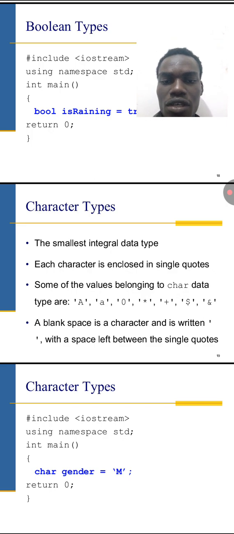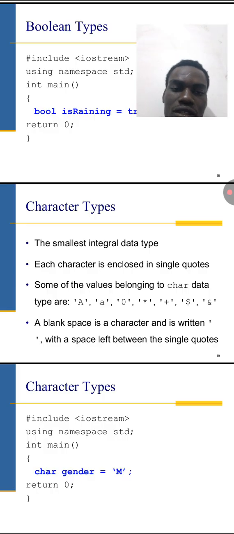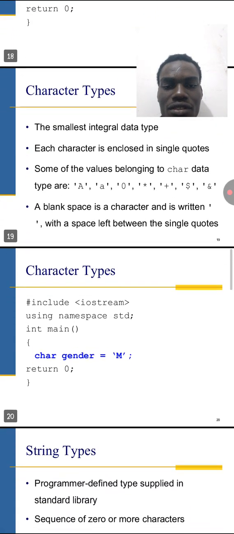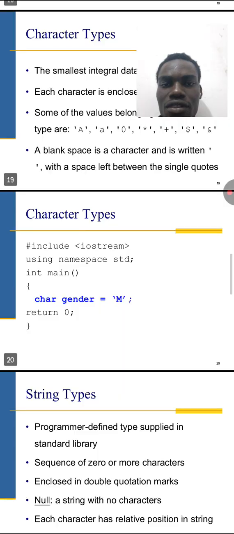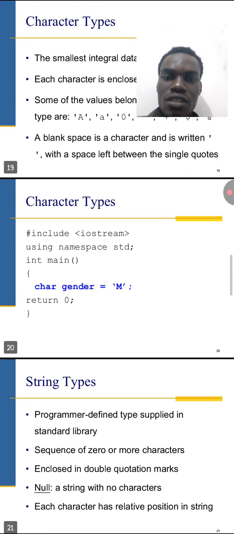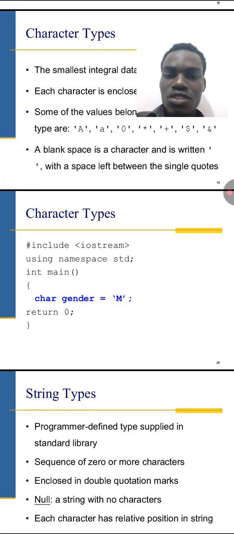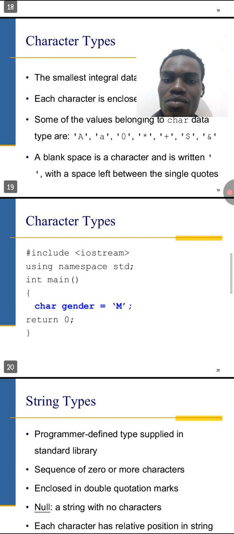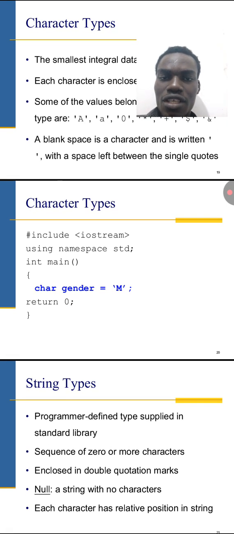So you can also have a blank space in the character, and it is written by just bringing a single quotation with nothing in between. Yes. Now here's an example of the character types. So you have the short form with the char, gender equals 'M'. When we see char, that means the character.